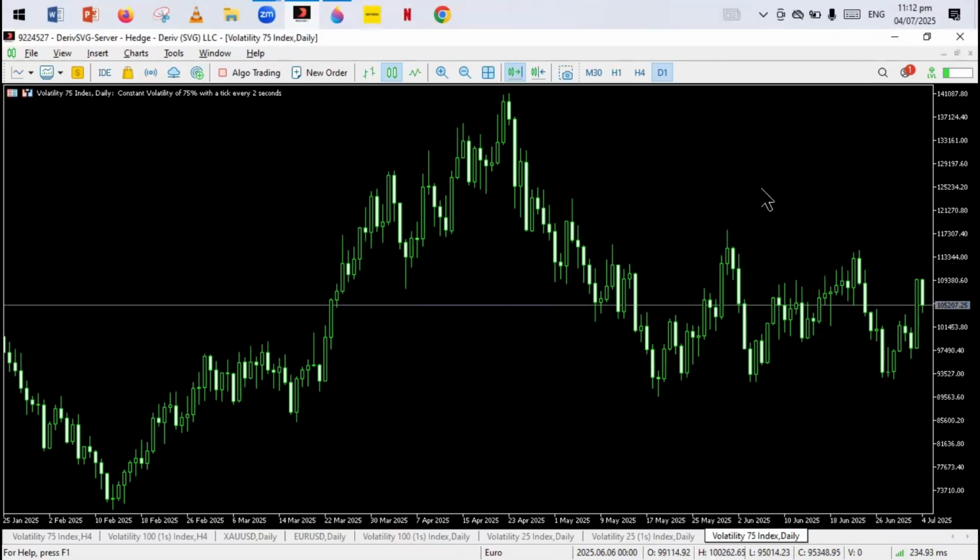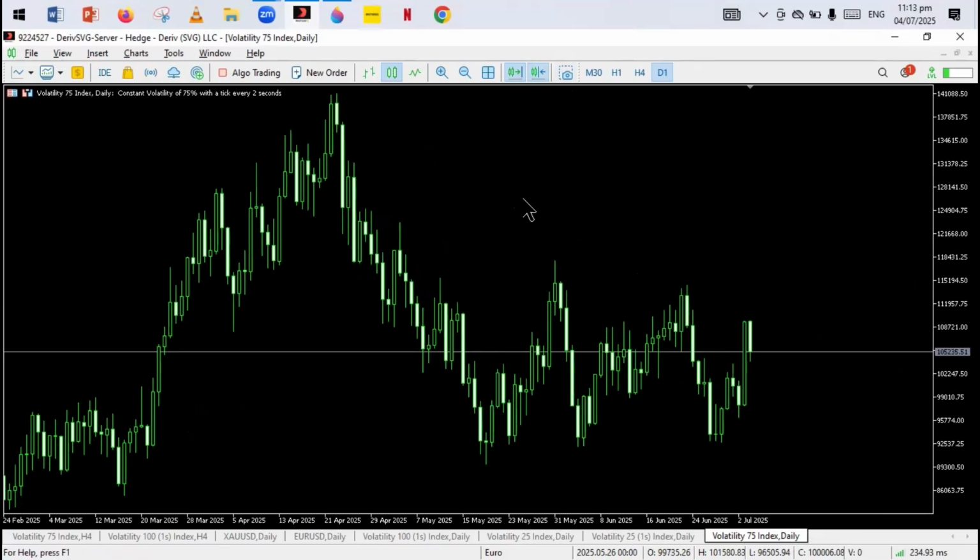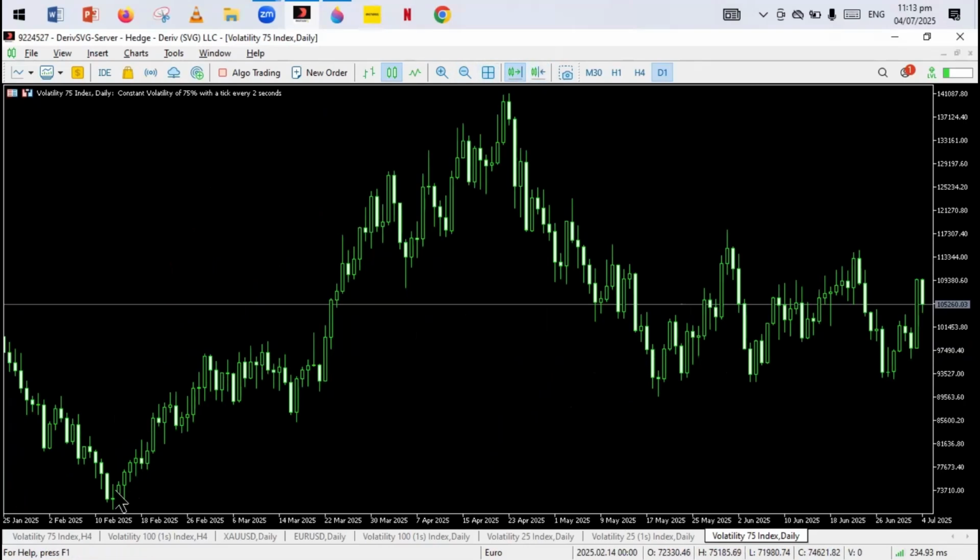First of all, we begin on the daily time frame. On the daily time frame, this is VIX 75, following our strategy. From here, we have an uptrend where we are forming higher highs and higher lows. So you go to insert, higher high, higher low. You can see the pattern which was formed there. It is the tweezer bottom. Why? Because the bodies of the candles are at the same level.